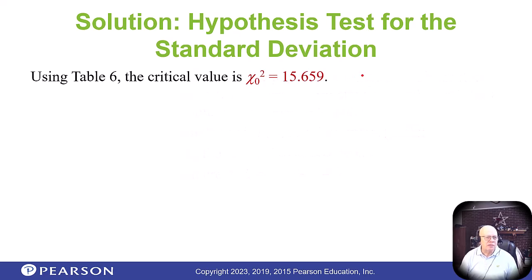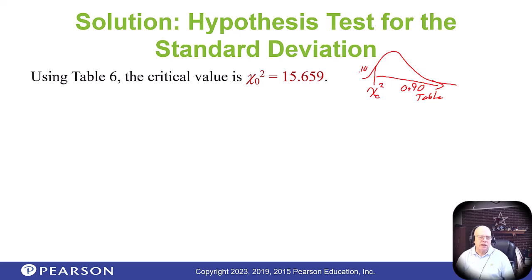Critical value. Just remember, your critical value of chi-squared is here, and this is 0.10, so in the table you would use 0.90. If you use the TI Inspire, you'd be using this instead. Make sure you're able to find this 15.659. You can't do without it.